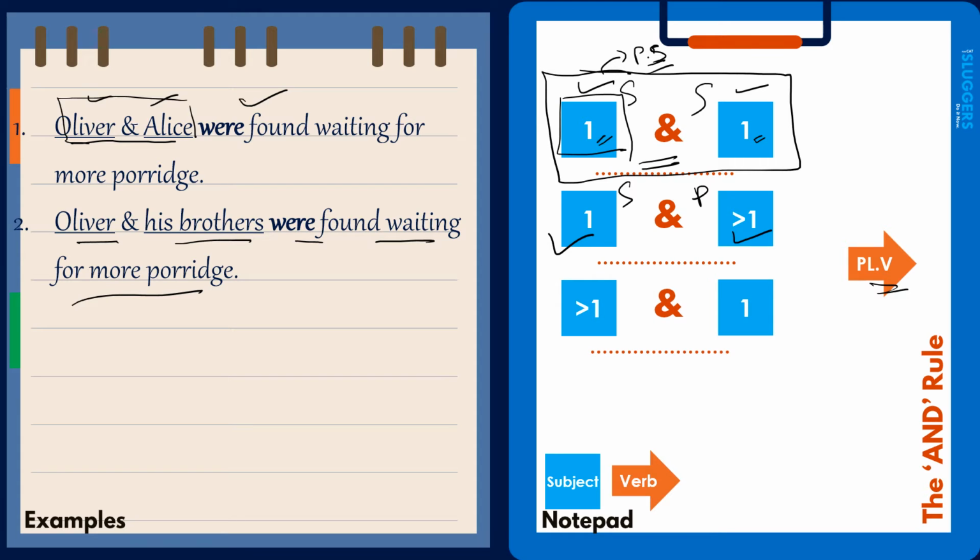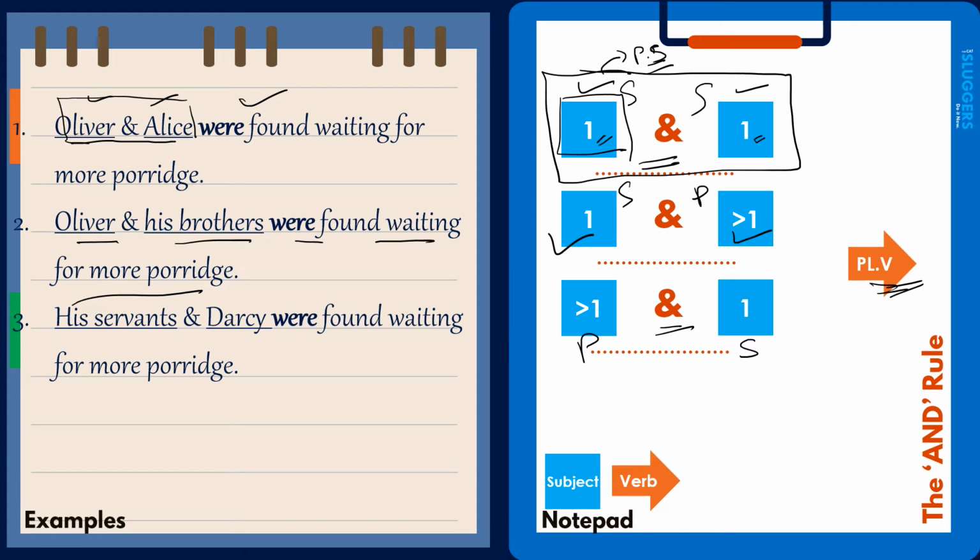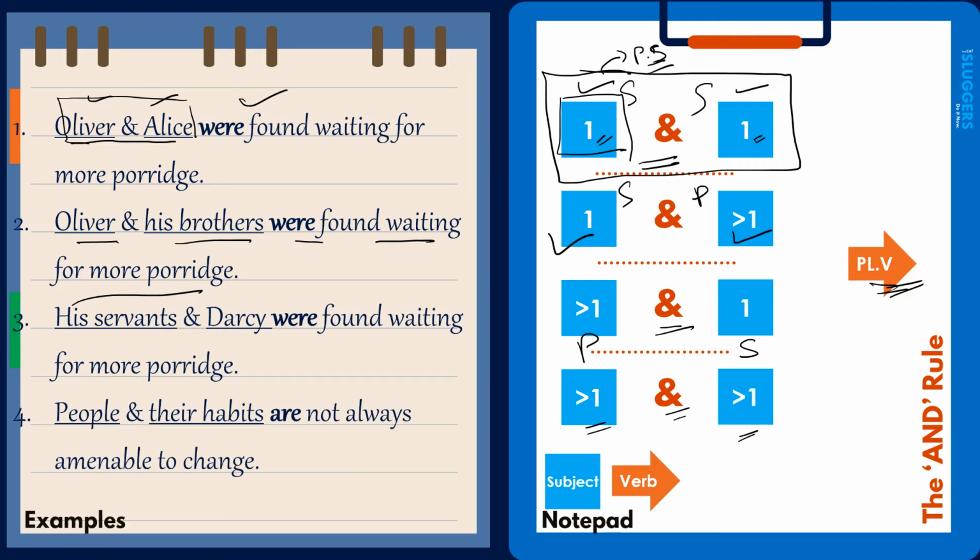You can take other instances as well, like if you have the plural subject coming first, and then the singular subject, and they are joined by the conjunction "and". Again, we'll go for a plural verb. "His servants and Darcy were found waiting for more porridge." Like, looks like everyone's waiting for porridge. And finally, if both of them happen to be plural, and they are joined by the conjunction "and", again you'll go for a plural verb, right? "People and their habits are not always amenable to change."